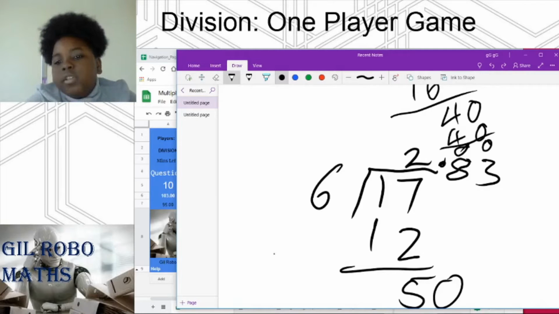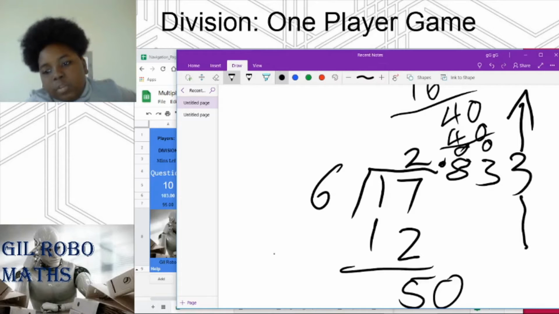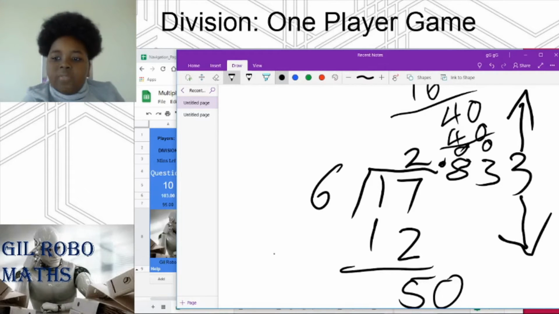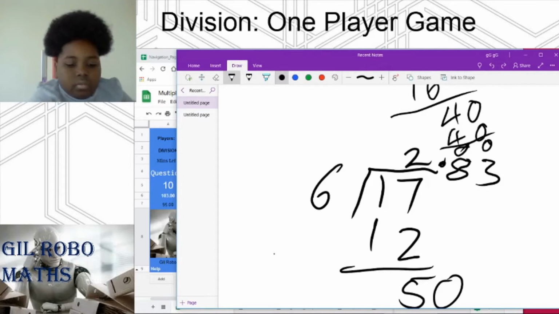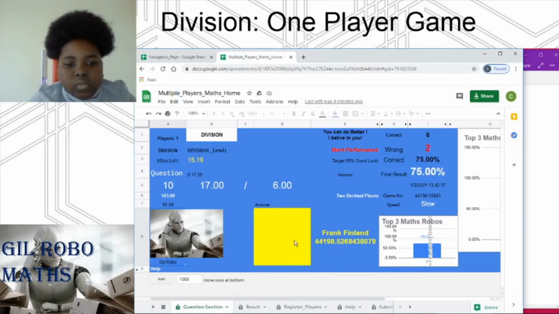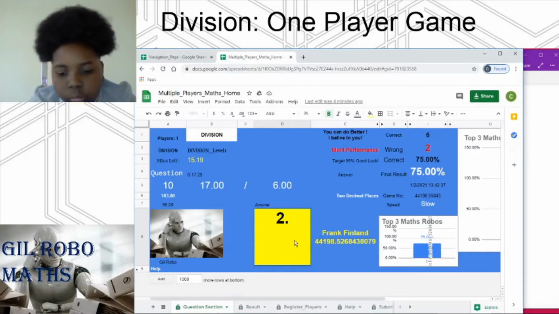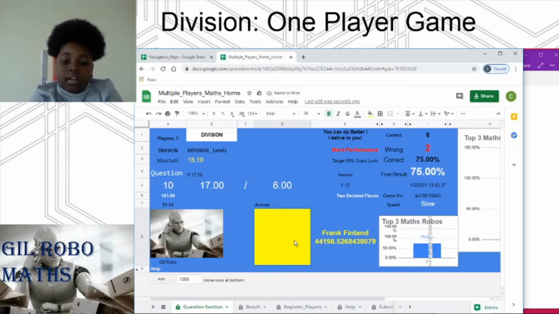So 2.83, you know the next number is going to be 3. So is this going to be rounding up or is this going to be rounding down? I'm thinking it's going to be rounding down. Yes, because 3 is less than 5, so our answer is going to be 2.83. Let's see if we get it right. We got it right.